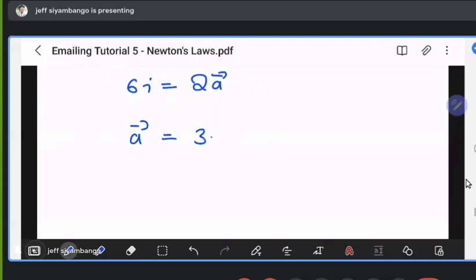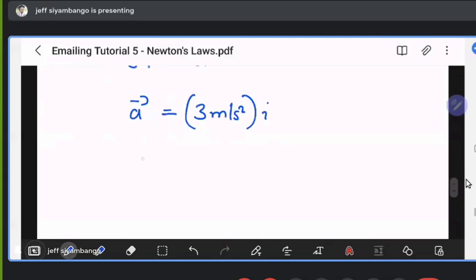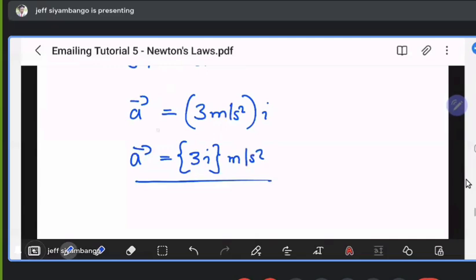If you need the units, this is acceleration, so I'll say meters per second squared, and then I'll put the unit vector i. It looks weird like this. In most cases, I would write this as 3i, and then I'll put the units outside. But I'm just writing both because depending on the book you're using, sometimes they'll present it like this, sometimes they'll present it like this.